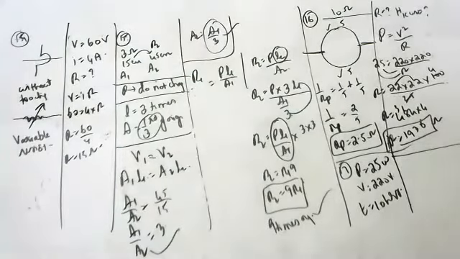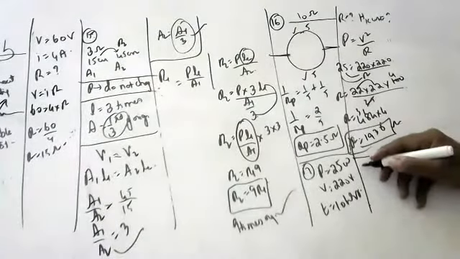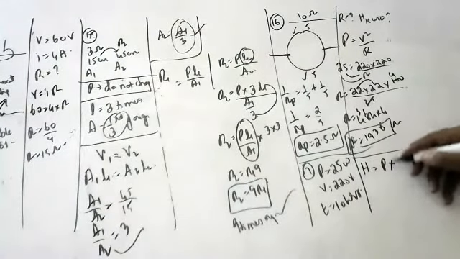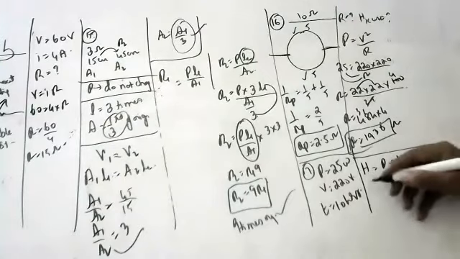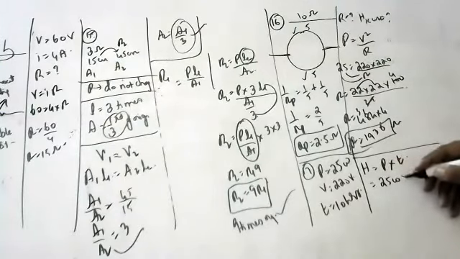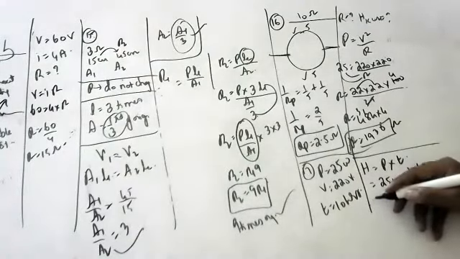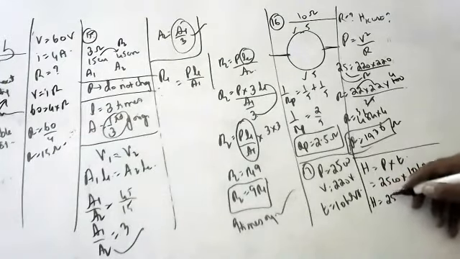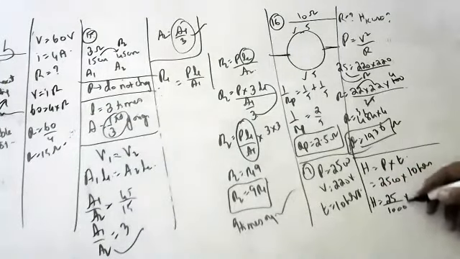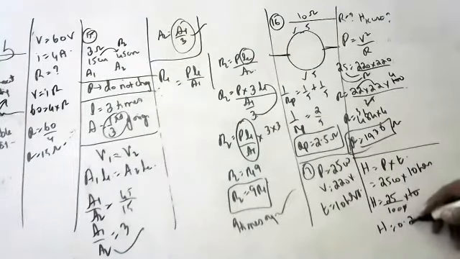Now, energy in kilowatt hours, children. Heat is equal to power into time. Power is how much, children? 25 watts. Time is how much, children? 10 hours. How to convert watt to kilowatt? Divide by 1000. Watt to kilowatt is by 1000, and kilowatt to watt is into 1000. So H is equal to 0.25 kilowatt hour.